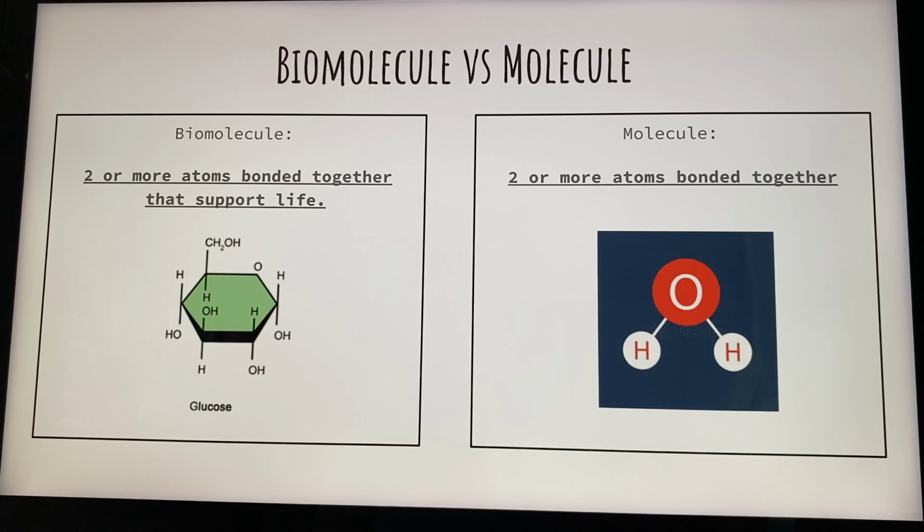Then we have the molecule, which is 2 or more atoms bonded together. They don't necessarily keep things alive, although this molecule, the 2 hydrogen, 1 oxygen, is water. We do need water to keep us alive, but they don't necessarily support life. We'll get into the details later.